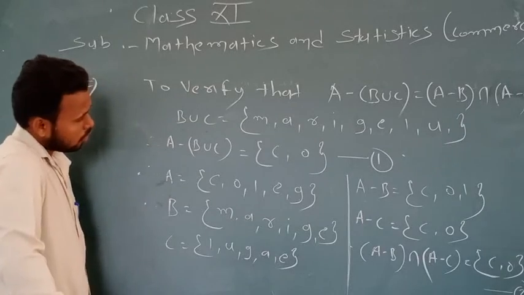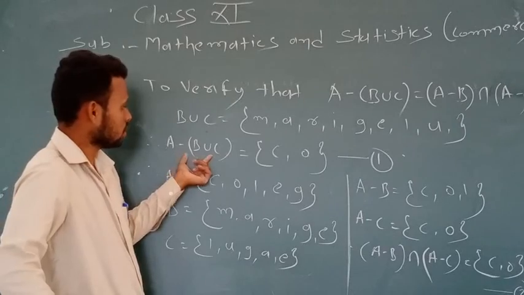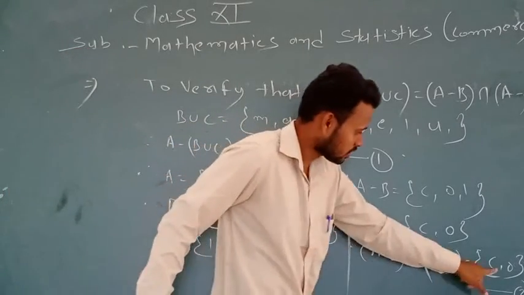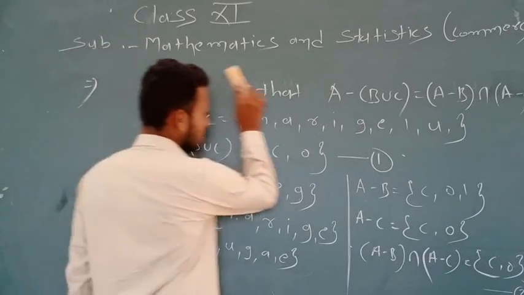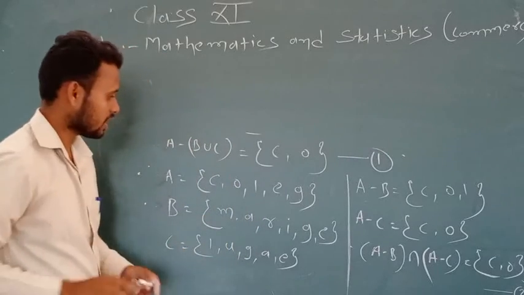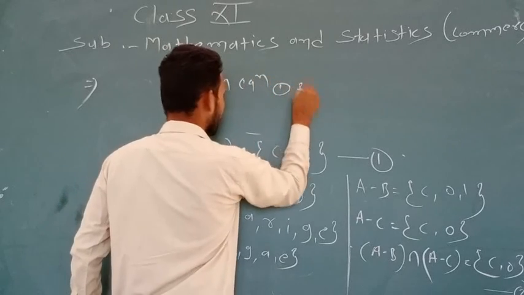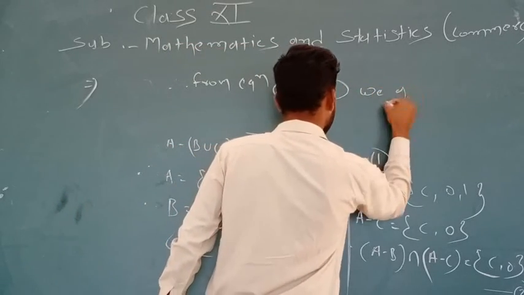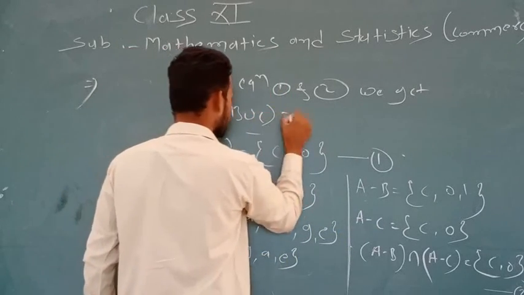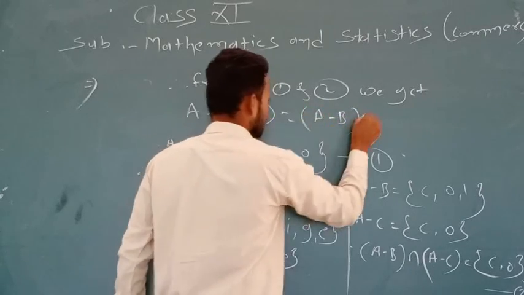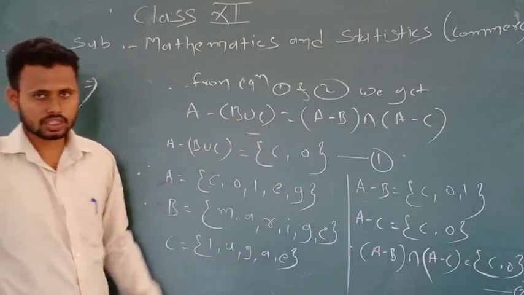Now next line, from equation first and second we observe that equation first value what? C, O. Then equation second value what? C, O. RHS same. Therefore we say that LHS also same. Therefore from equation 1 and 2 we get A minus B union with C, which is equal to A minus B intersection with A minus C, which is our required proof.